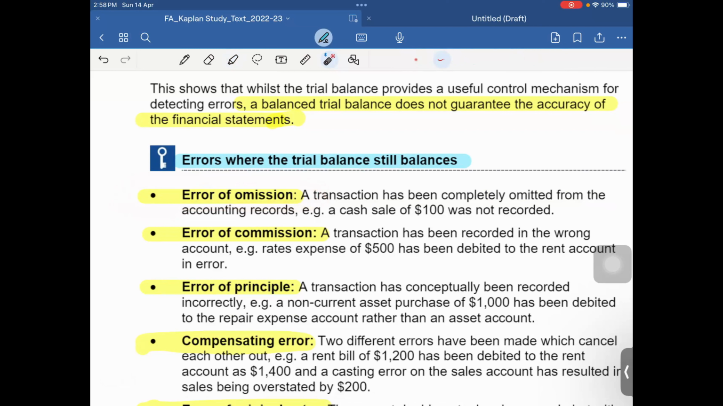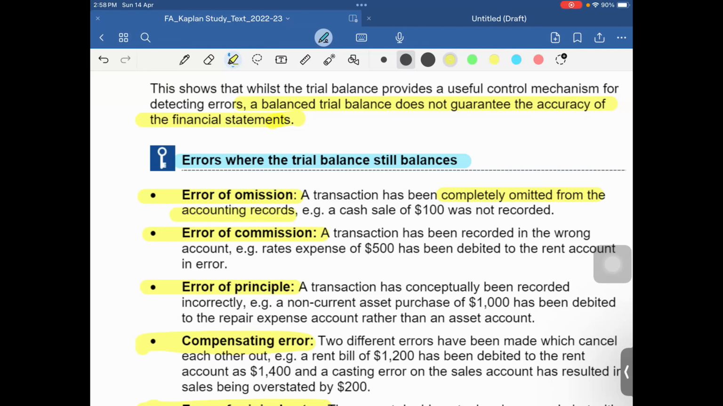The first one is error of omission. An error of omission is when there is a transaction, and you have completely forgotten about it and haven't recorded it. So there are no other errors, and the trial balance is going to be balanced. Such a type of error is called an error of omission, where you have completely omitted something.